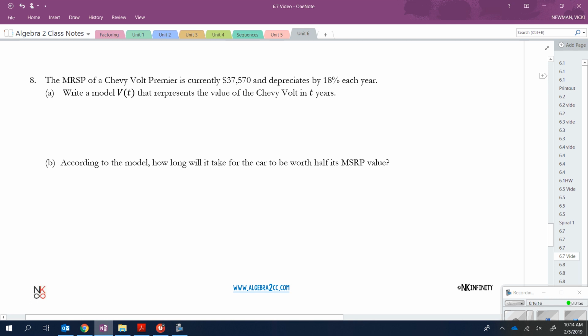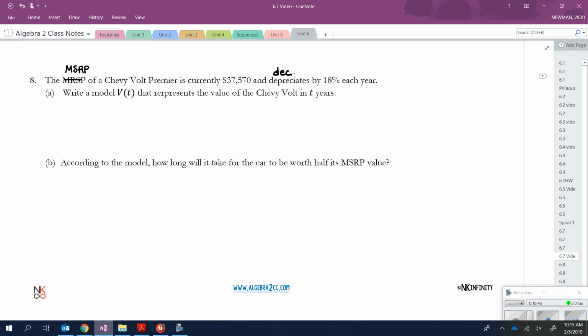MSRP. That's a typo. Manufacturer suggested retail price of a Chevy Volt Premier is currently $37,570 and depreciates. What does that mean? Decreases by 18% each year. Write a model, V of t, that represents the value of the Chevy Volt in t years.